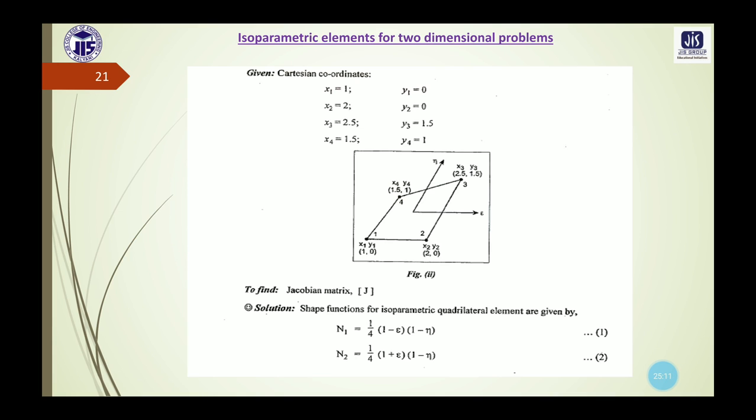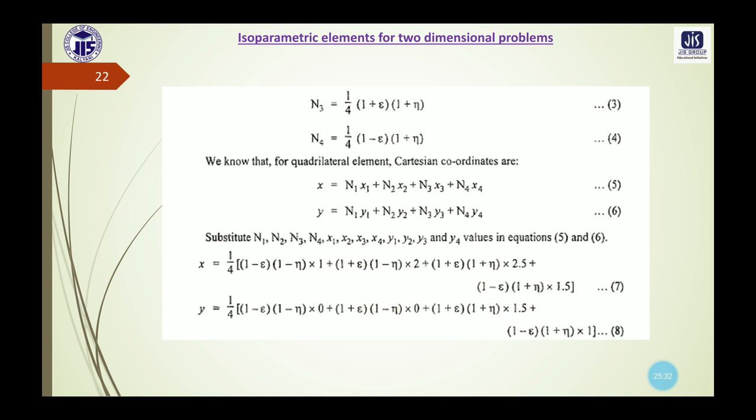So in this numerical we need to find the Jacobian matrix. We will start with the formula of the shape function for the isoparametric quadrilateral element. The formula of the shape function is N1 equals 1/4 (1 minus epsilon) into (1 minus eta), then N2 is 1/4 (1 plus epsilon) into (1 minus eta), then N3 is 1/4 (1 plus epsilon)(1 plus eta), and N4 is 1/4 (1 minus epsilon)(1 plus eta). So these are our equations number 1, 2, 3 and 4.